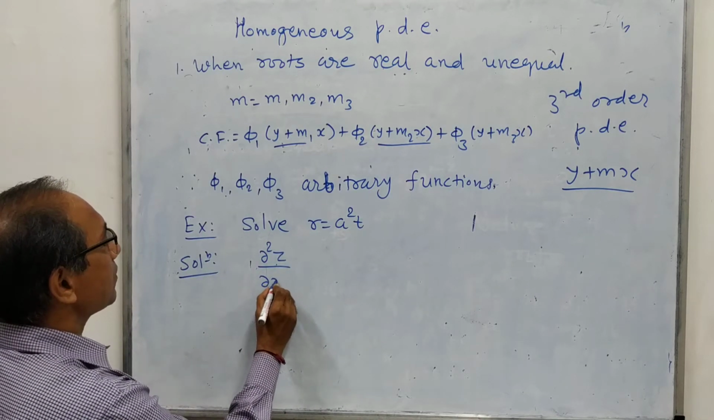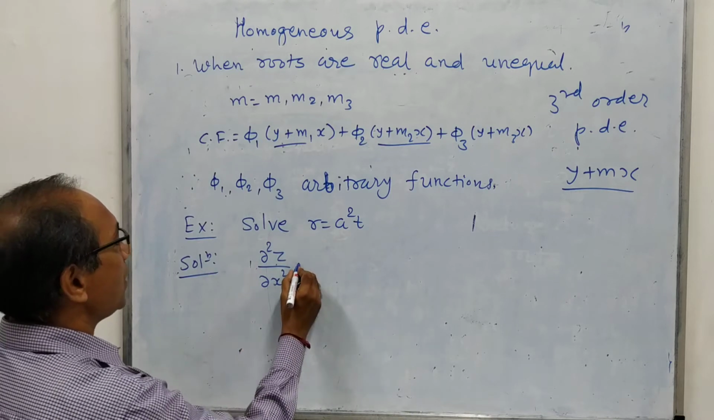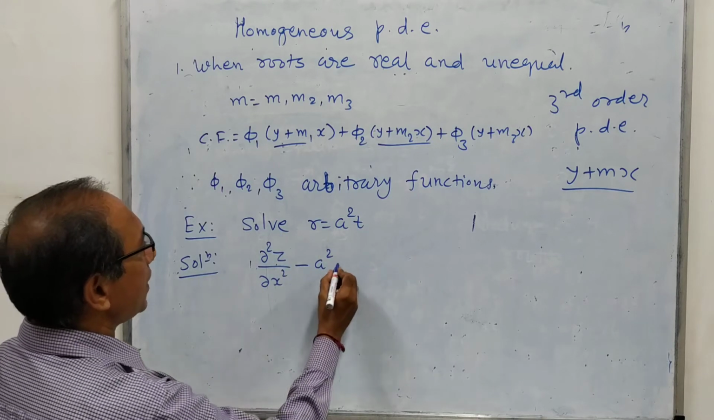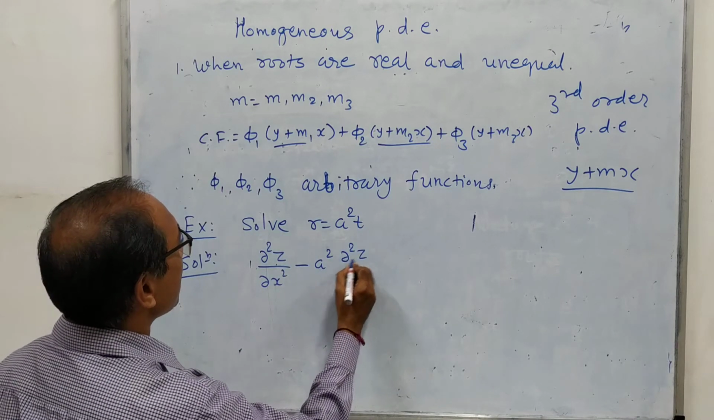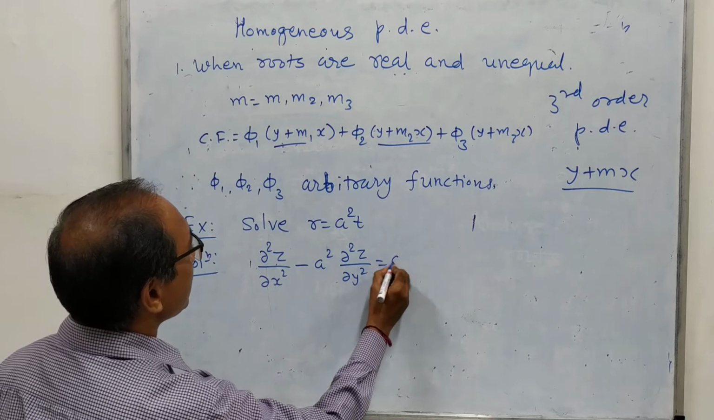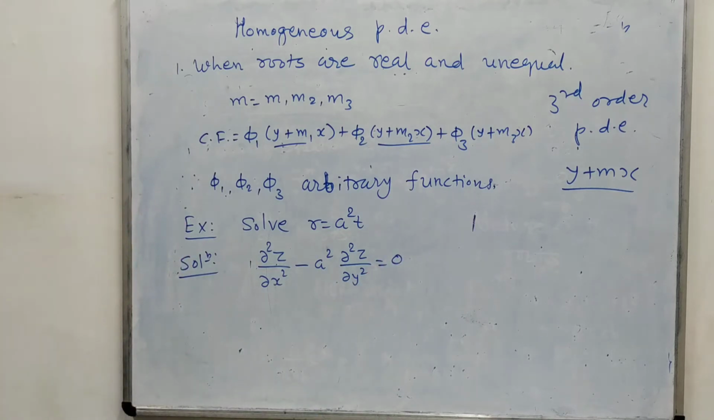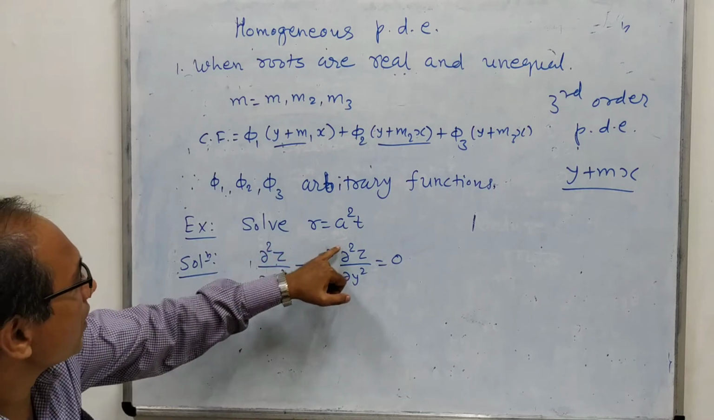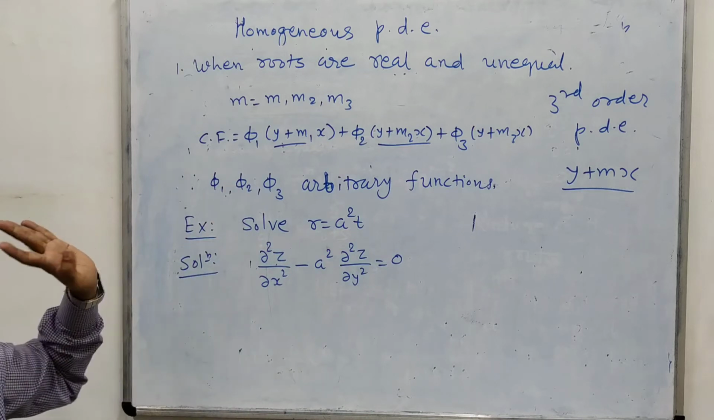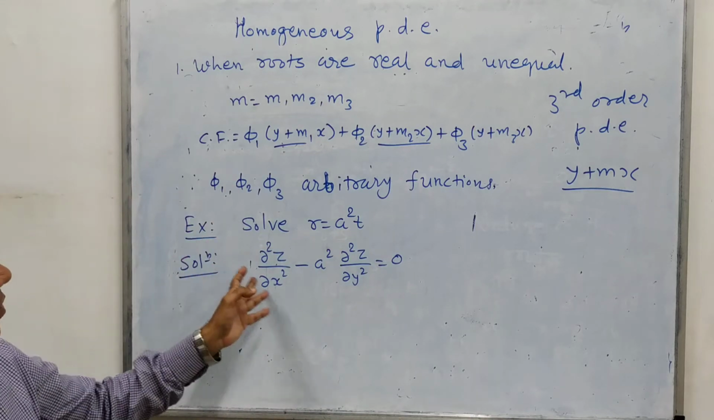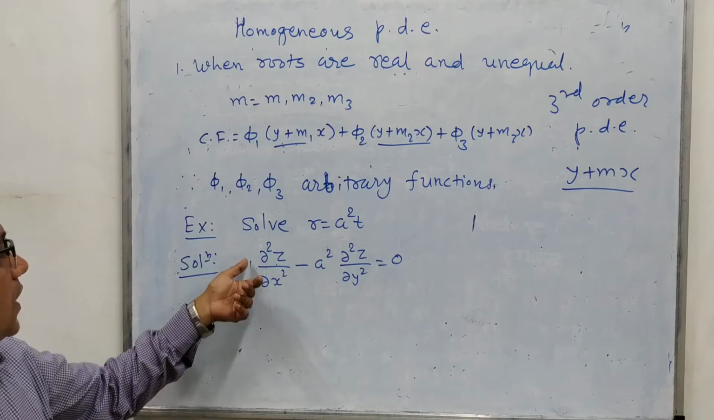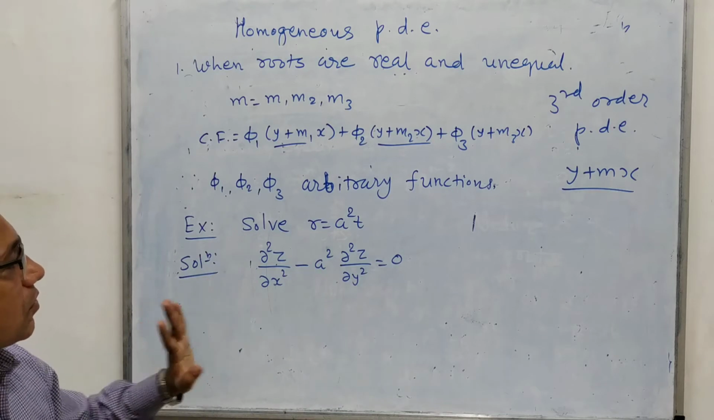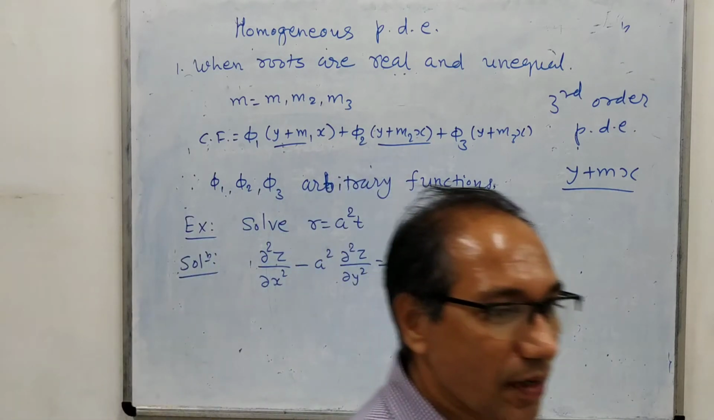The equation is del square z by del x square, because we have noted r equal to del square z by del x square. Then if we take this term on the left hand side, it is r minus a square t, where t is del square z by del y square, and on the right hand side it is 0. So this is already a homogeneous partial differential equation because all the derivatives are of second order. Okay, and it is also linear, because no other function is involved. Z is multiplied with this, and the right hand side is 0.